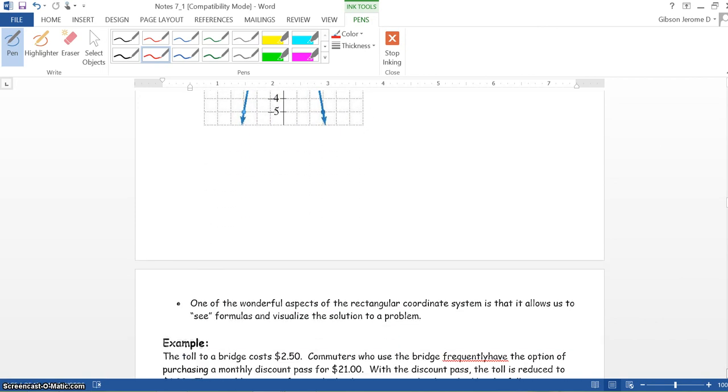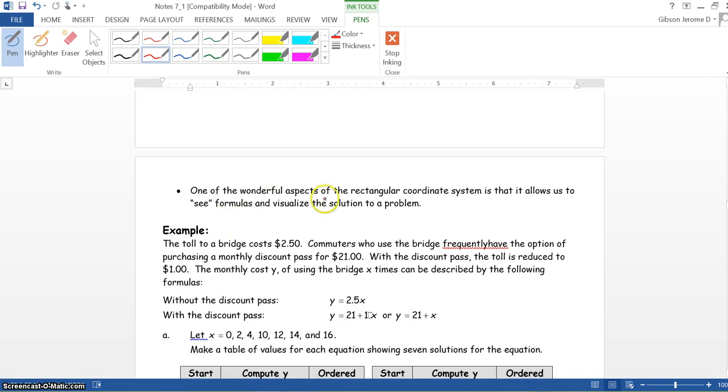Okay, now, it says here, one of the wonderful aspects of the rectangular coordinate system is that it allows us to see formulas and visualize the solution to a problem. Now, we can use what we just learned for this next example. So we read our example here. It says the toll to a bridge costs $2.50. Commuters who use the bridge frequently have the option of purchasing a monthly discount pass for $21. With the discount pass, the toll is reduced to $1.